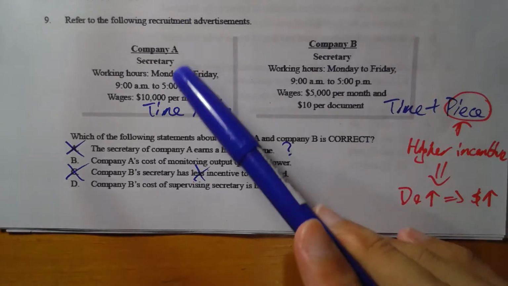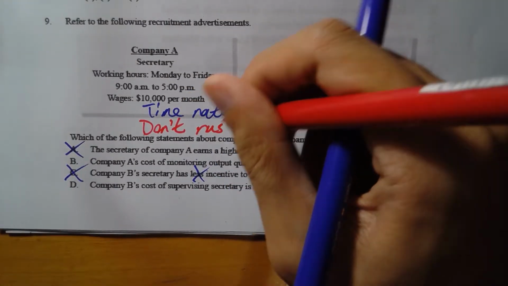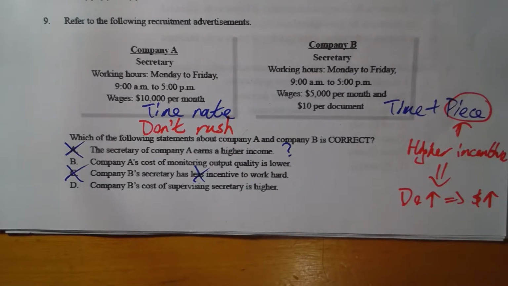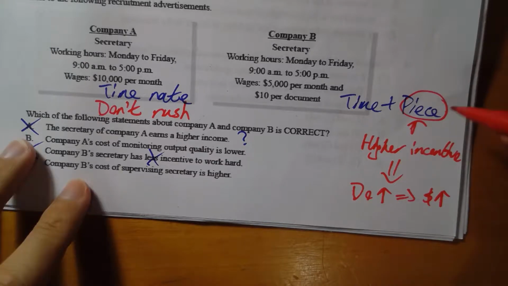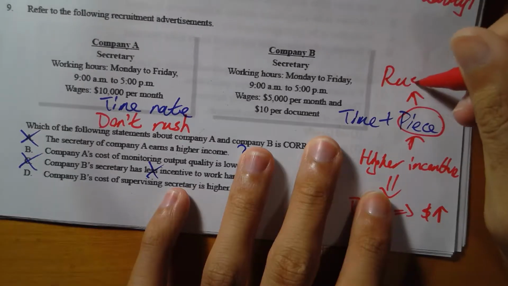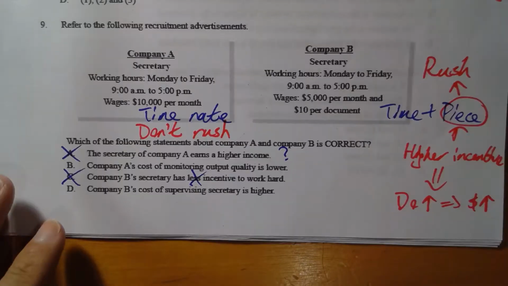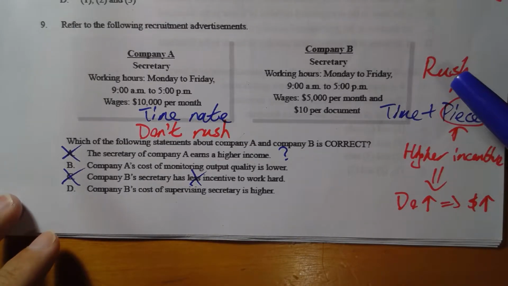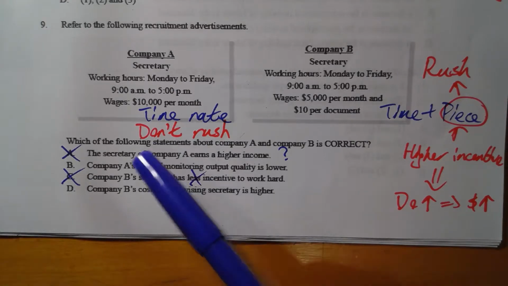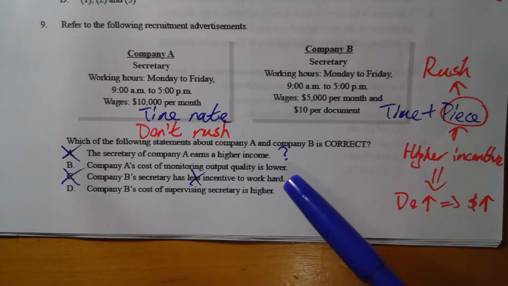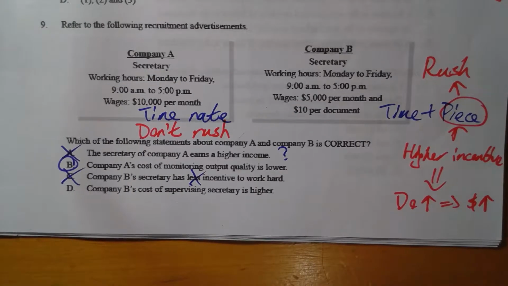Now, because this one is only time rate, they do not need to rush for company A. But here we have a piece rate component, so it is possible people would start rushing. When you rush, you know the quality will drop. So company A's cost of monitoring is lower. Yes, this is exactly the answer we want.